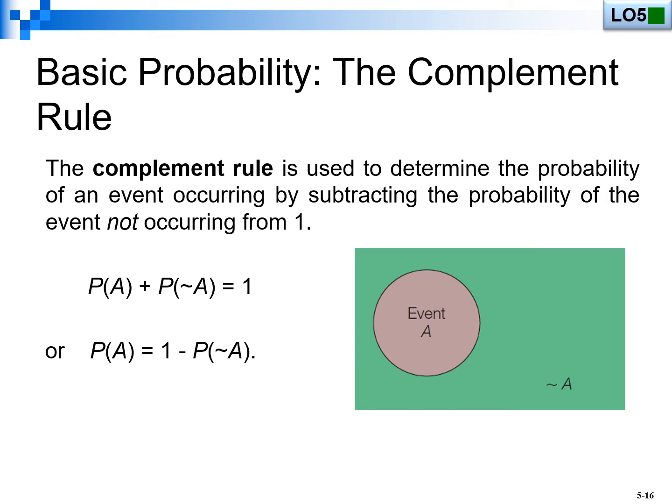So again, I'll just give you another one. Let's say event A was 0.40. The complement of event A would be 1 minus 0.40, or 0.60, and that's referred to as the complement.